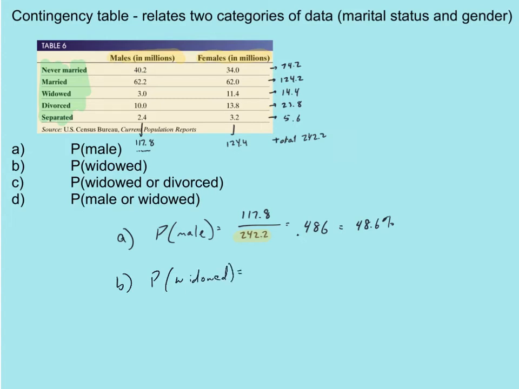Widowed. There we go. So what I need to do is find the number that are widowed, which they're represented by the 3 and the 11.4, which is 14.4 over 242.2, because that is the population in this problem. So I'm going to type that into my calculator, and let's see what we get. 0.059, because I think I did 3 decimal places. Yep. 0.059, or 5.9%.